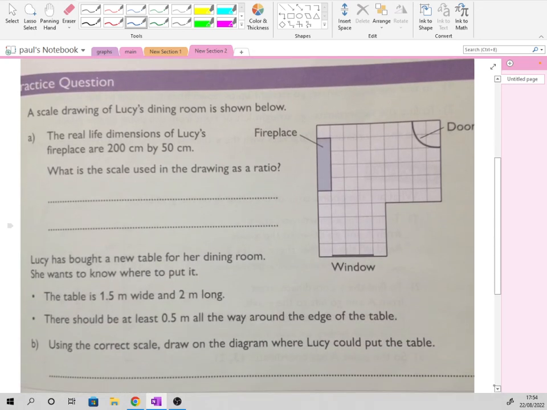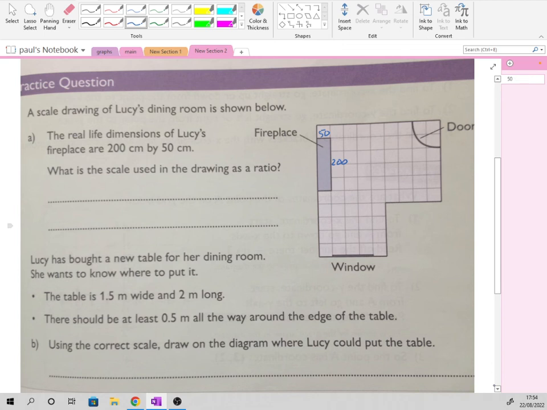Don't forget, you pause this and have a go. A scale drawing of Lucy's diagram is shown below. The real dimensions of Lucy's fireplace are 200 by 50 centimeters. What's the scale used in the drawing? Right, so this is 50 and this is 200.